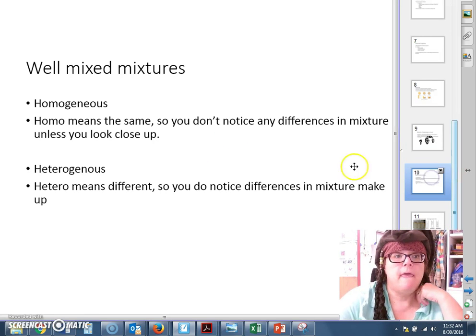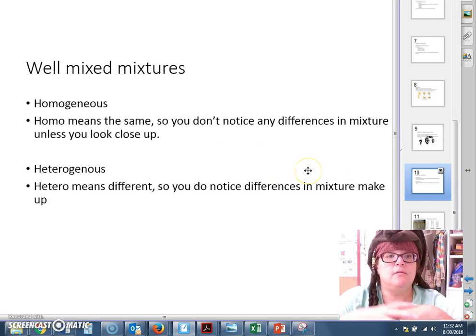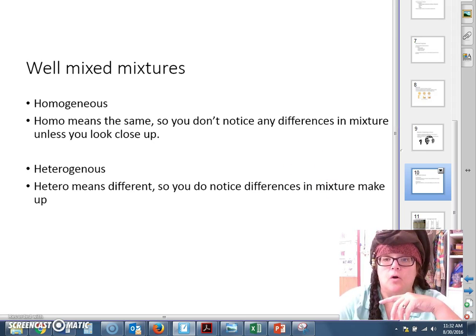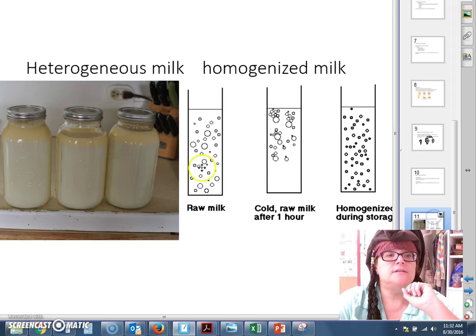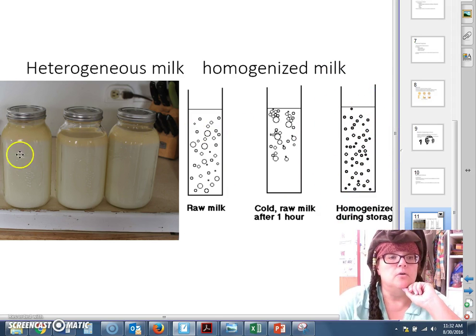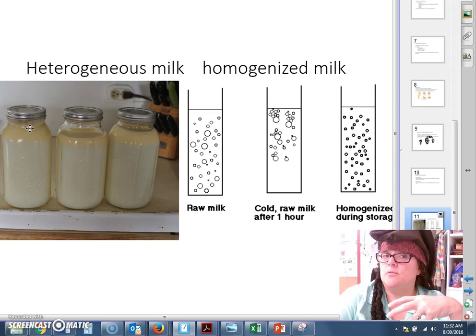Okay. Well-mixed mixtures. If you have a well-mixed mixture, it's a homogeneous mixture, and I am sure that the minute you hear the prefix homo, what you think of is homogenized milk. Homogenized milk is milk that is so well shaken you can't see any differences. Milk that comes out of the cow looks like this. Notice the cream has risen to the top. That's where you get the term cream of the crop.